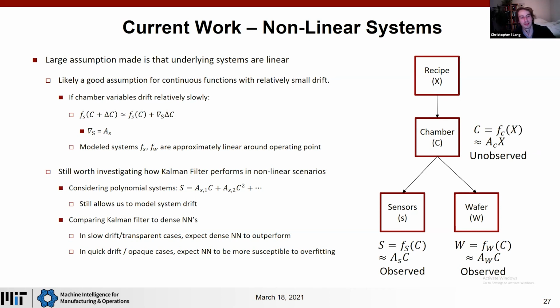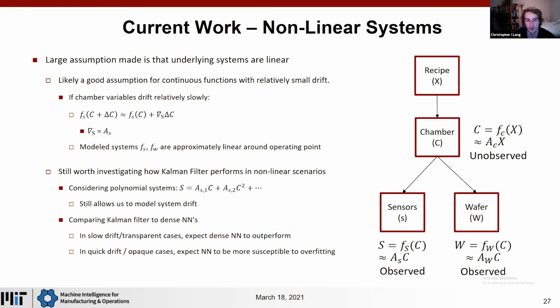Even if the underlying system is nonlinear, I think there's still a pretty good chance that a Kalman filter would outperform something like a dense neural net. So what I'm doing right now is, instead of saying that these are linear systems, I'm saying that there are some high order polynomial systems where we have the first order term times c plus the second one times c squared, up to some high order polynomial. So the underlying systems themselves are nonlinear polynomial functions. The reason I'm doing this is they're nonlinear systems, but they still allow me to drift the model easily by just changing the coefficients. So it still sort of works in the same general framework.